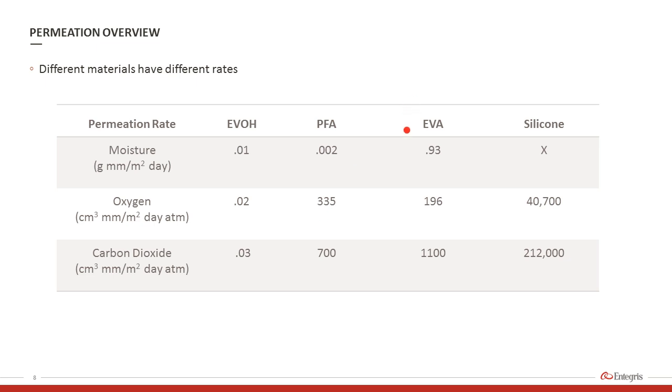Third is data on EVA. EVA is almost 100 times higher in moisture permeation. It's similar to PFA in oxygen permeation, and is quite a bit higher than PFA for the CO2 permeation. Lastly is the silicone material, oftentimes used for tubing on single-use assemblies. As an elastomeric material, silicone has an extremely high permeation rate for both O2 and CO2.